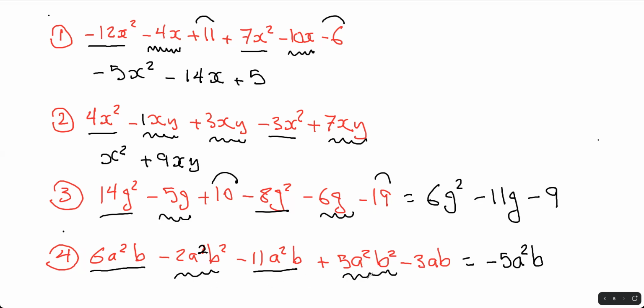And then -2a squared b squared plus 5a squared b squared. So the wiggly line, I just know that they are like terms. So I jump from -2 plus 5. That's plus 3a squared b squared. And then I have this, which is a loner, nothing like it, so I'm just going to still write it as part of the answer. Any questions?